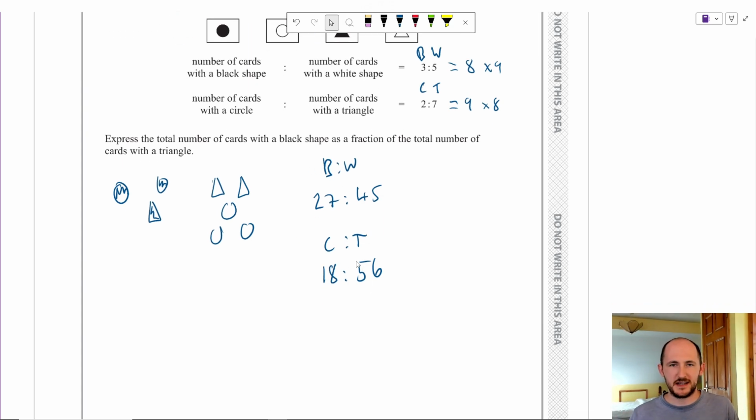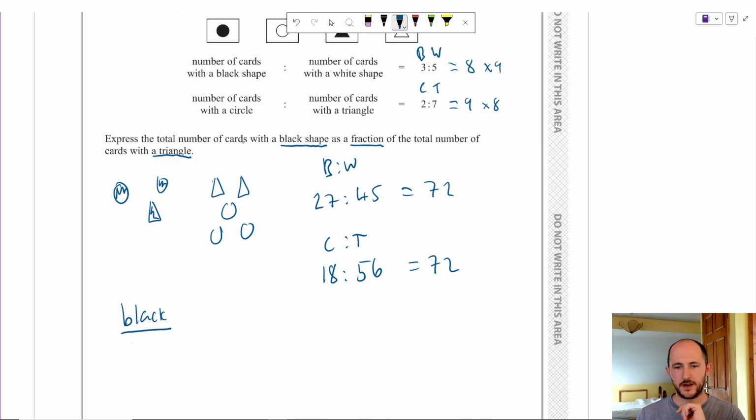Obviously, the problem here is drawing out 72 shapes is a bit boring. But if you look, both these add up to 72. They have the same total. I actually don't really care about drawing them out in this case, because it says, express the total number of cards with a black shape as a fraction of the triangles. So in other words, I want the number of black shapes over the number of triangles. Well, how many black shapes do I have? I have 27 black ones. And I have 56 triangles.